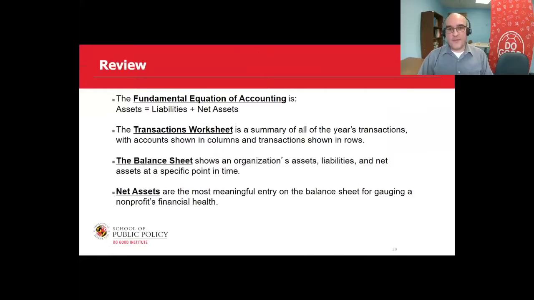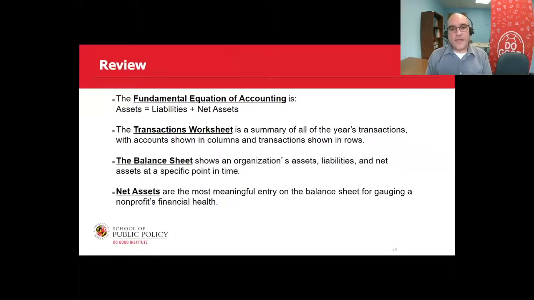The balance sheet is just a document that keeps track of the organization's assets, liabilities, and net assets at a given point in time. You can get the entries in the balance sheet for the end of the current year by taking all the transaction records in the transactions worksheet, adding them up, and showing the subtotals for each of the accounts under assets, liabilities, and net assets.